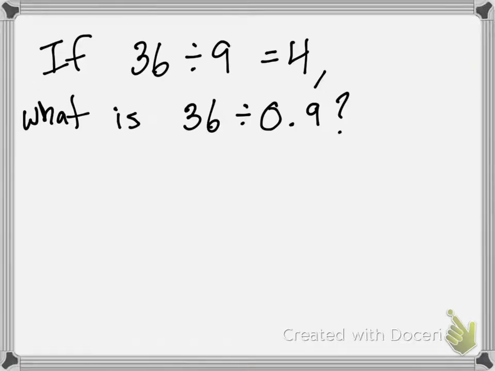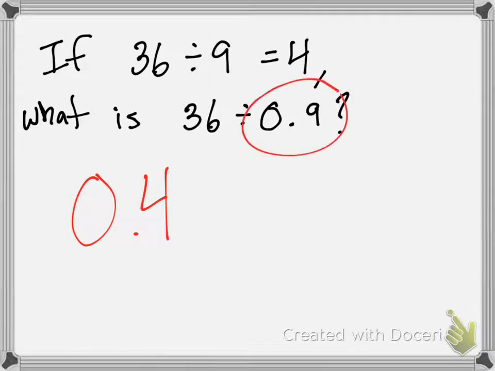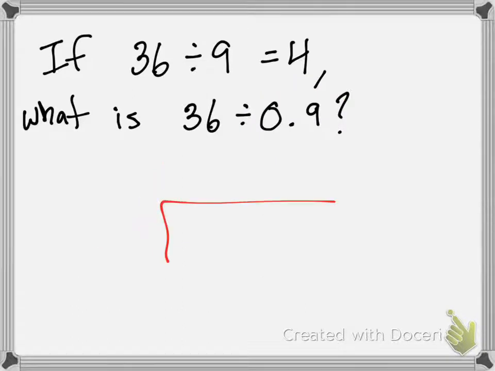So if 36 divided by 9 is equal to 4, what is 36 divided by 9/10? What do you think 36 divided by 9/10 is? Many of you took the guess that it was 0 4/10, which seems accurate because it's a 0 9/10, so we think it's 0 4/10. But it's actually not.